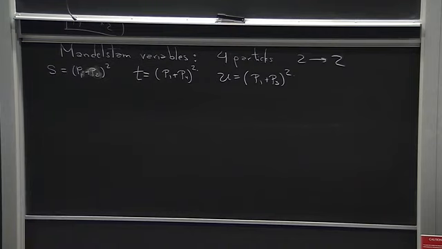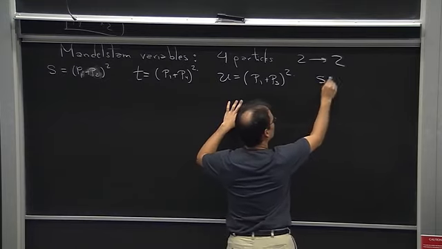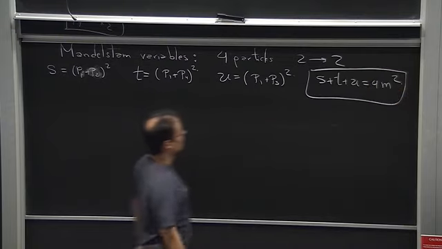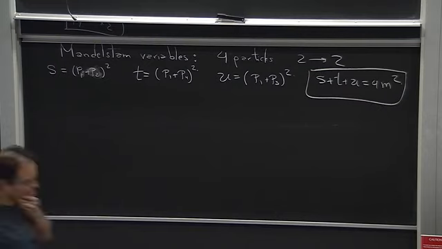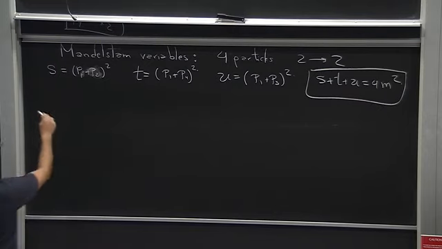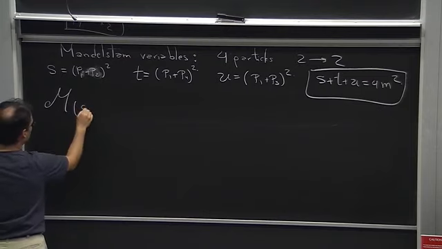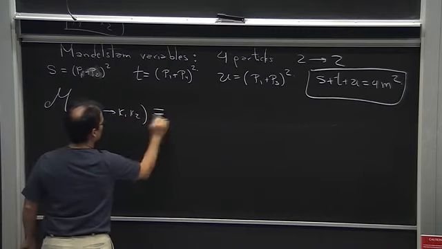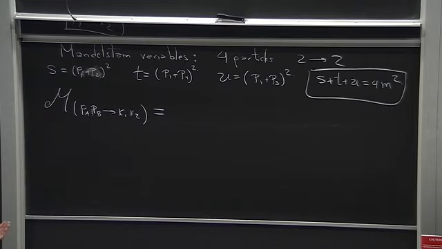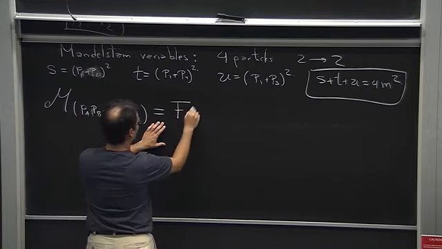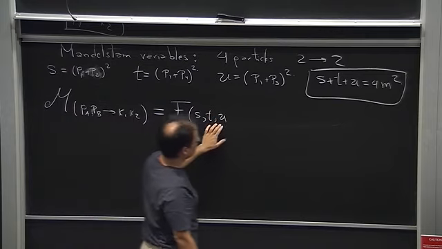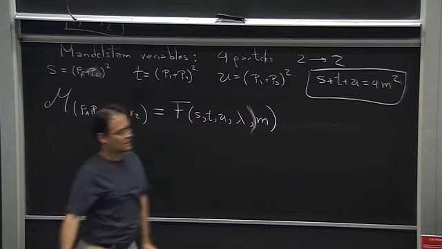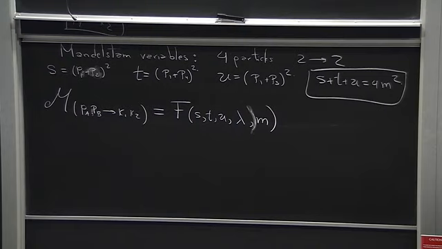Now, why did I bother to write this? Well, I'll tell you in a second, but they satisfy this condition. The reason I bothered to write this is that our M, our amplitude, PA plus PB going to K1, K2, whatever it is, it can only be a function of S, T, and U. Of course, they are subject to this condition, and our coupling lambda and the mass of the particle, okay?